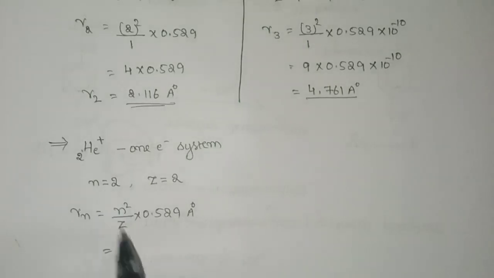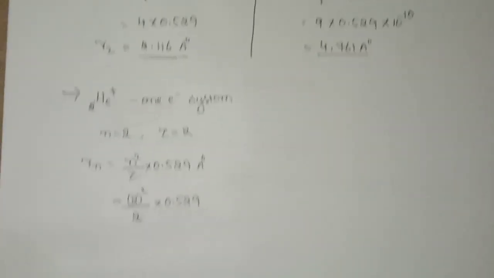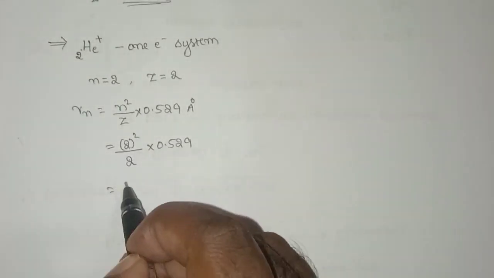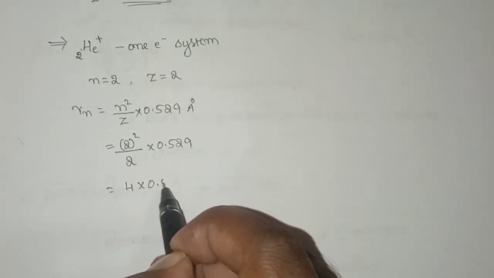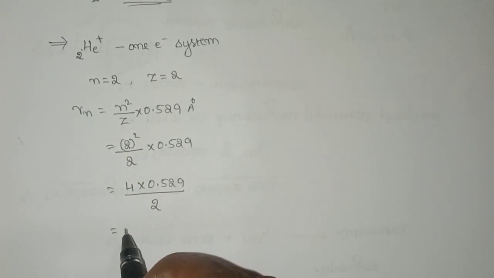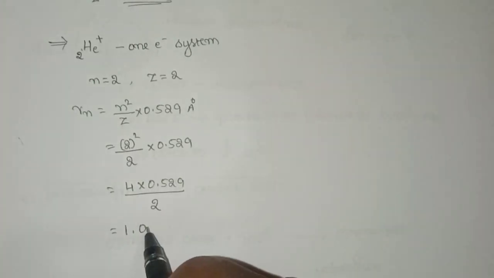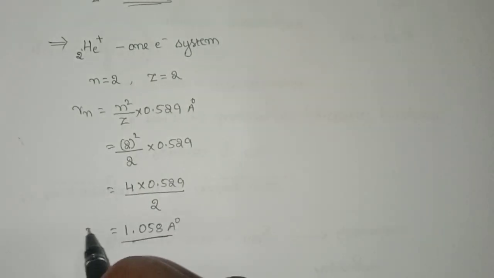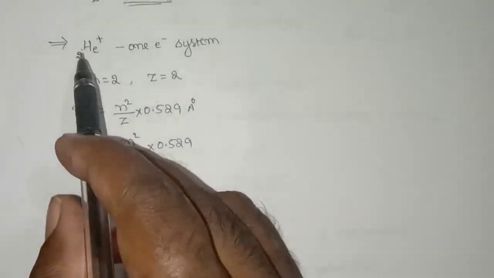The value of n is 2, so 2 square divided by the value of Z, which is 2, into 0.529. Now we shall simplify this expression. 2 2s are 4 into 0.529 whole divided by 2 is 1.058 angstrom unit. That is the value of the radius of the second Bohr orbit of the hydrogen-like species, that is helium.